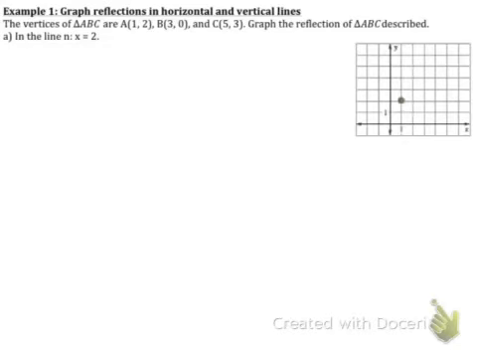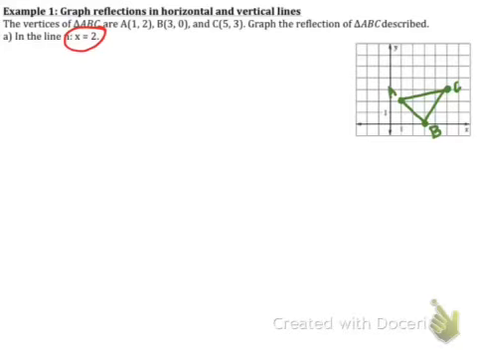I'm going to graph point A over 1 up 2, point B over 3 up 0, point C right 5 up 3, and connect those to make my triangle. We know it's going to be a triangle because it says triangle ABC. Now we are going to graph this reflection over the line x equals 2.